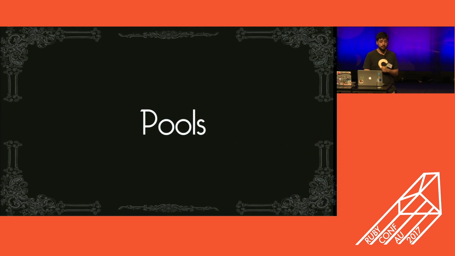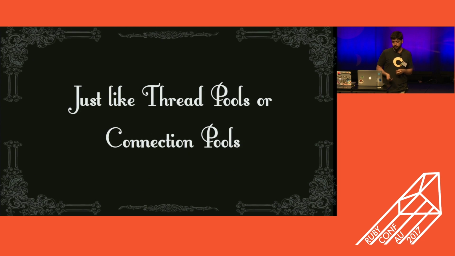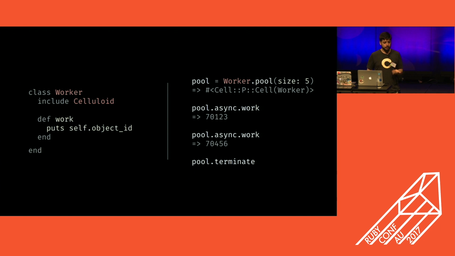The second interesting thing is pools. Just like thread pools or connection pools, this is the idea that you have a bunch of resources that look the same, and you want to treat that bunch of resources as the same thing, instead of having to deal with each individual. Celluloid has that idea, but for actors. So instead of calling actor new, you can call actor pool, and you pass that pool a size, or you can let Celluloid calculate that size from the number of cores your system has. And then you get this object that actually has a pool of workers beneath it.